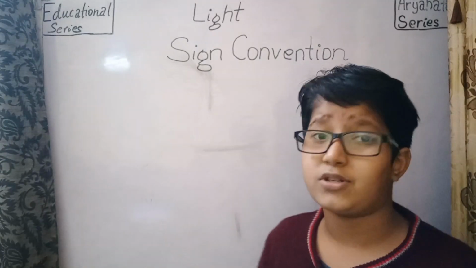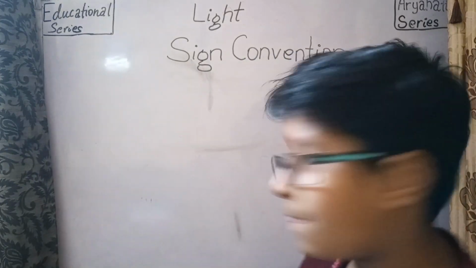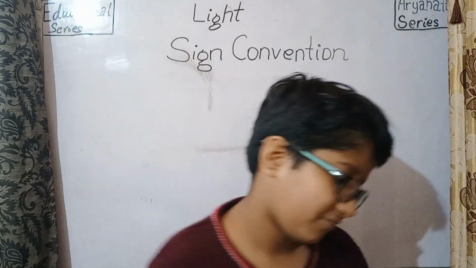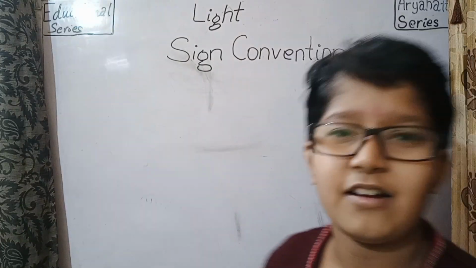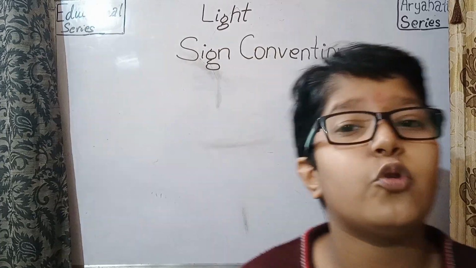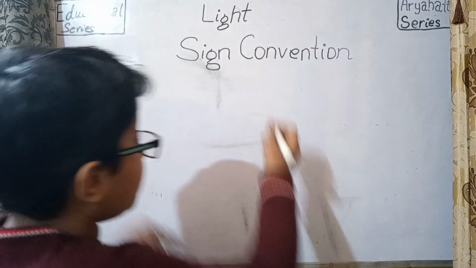So here we learn about sign convention and how it helps us to understand or judge whether the image is real, virtual, and erect or inverted. So let's start. We'll do it with the rule of the Cartesian plane. Now, you know what's a Cartesian plane?